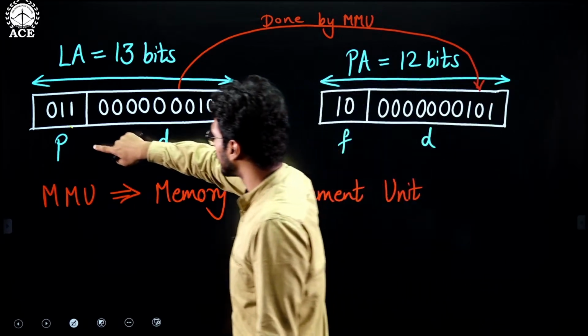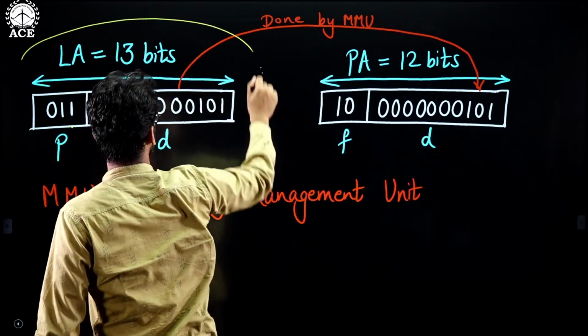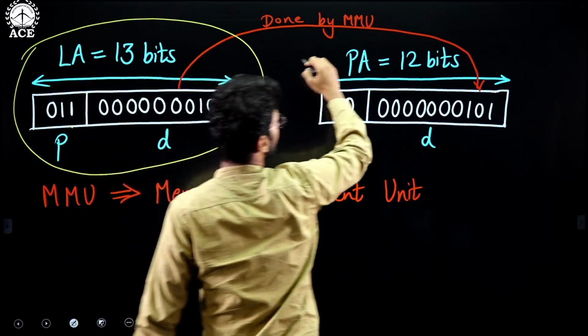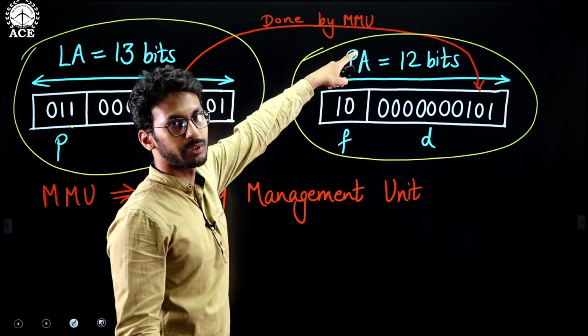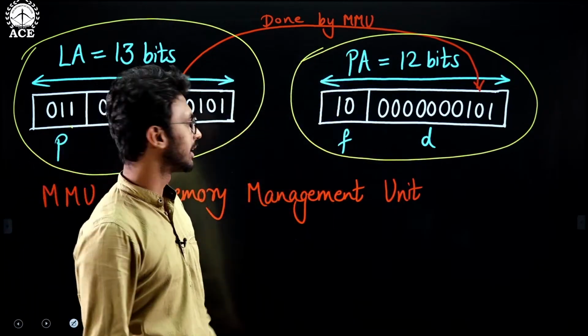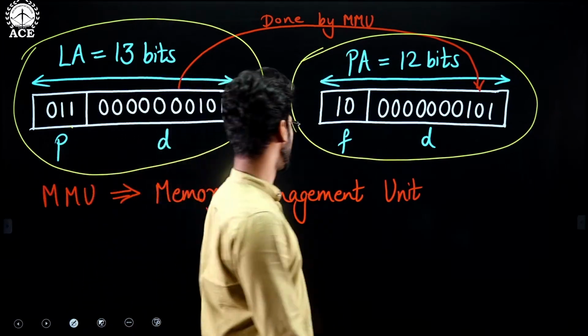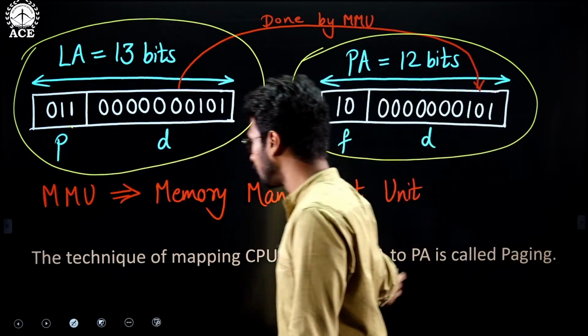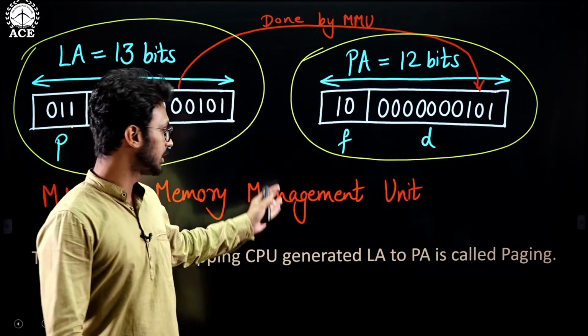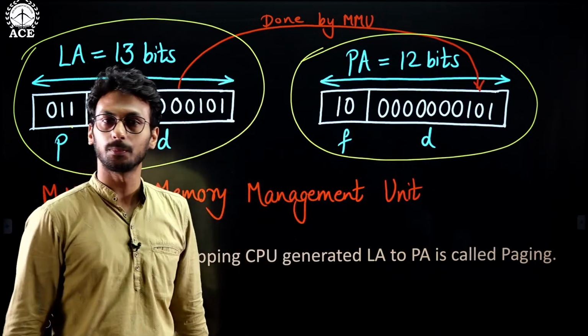So this entire thing, logical address conversion to physical address, is done by the MMU, Memory Management Unit. This is paging work. This is called paging, Memory Management Unit. The technique of mapping CPU generated logical address to physical address is called paging.